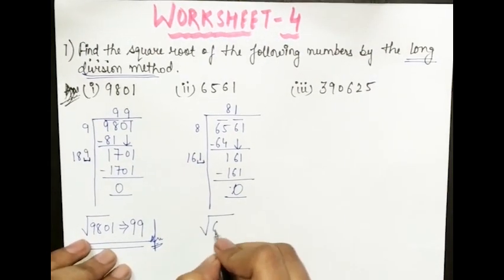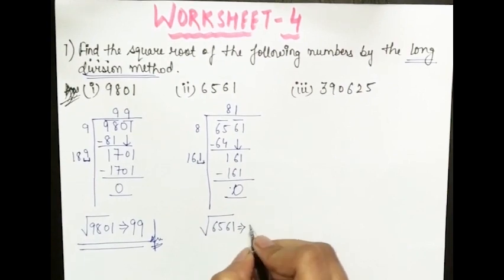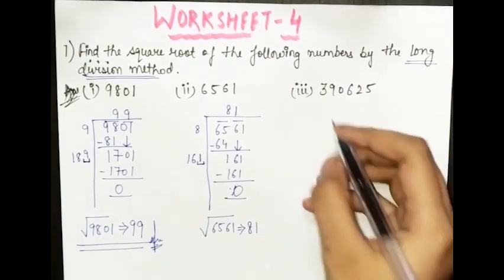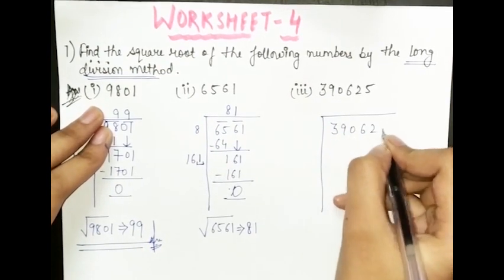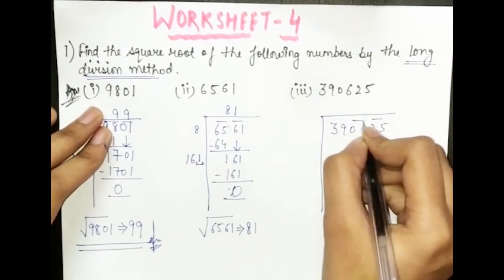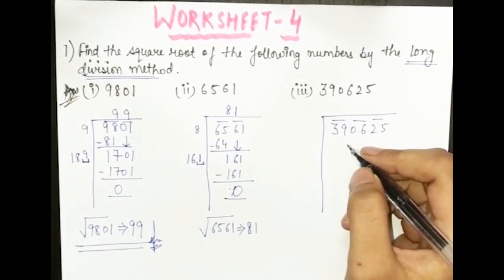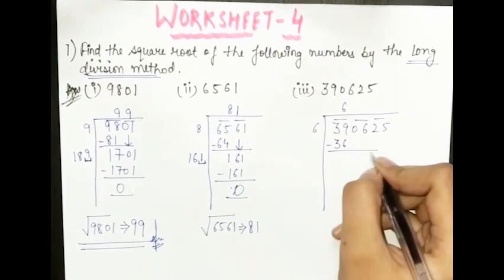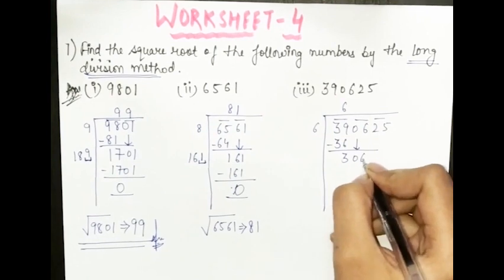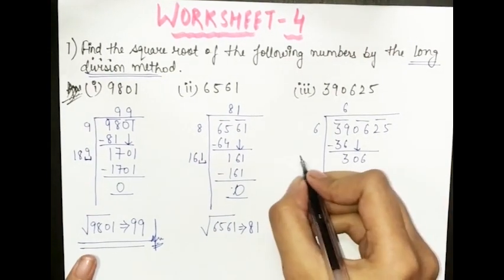So now you will write here also, like here we did, 81 is the square root of 6561. Similarly this question also, 390625: one pair of this, one pair of this, and one pair of this. Similarly, smaller than 39 is 36, that is of 6. So 6 6s are 36, and minus, 3 remains, and 306 will be the answer here. And now we have to find the double of 6, that is 12.